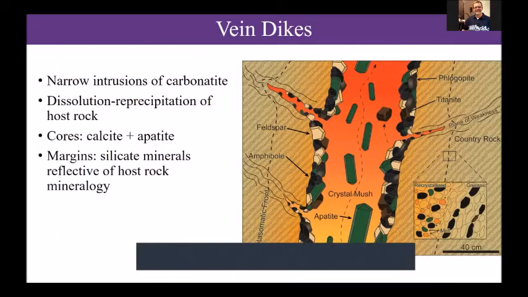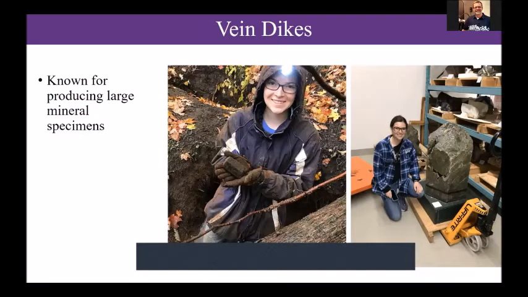So if you're not quite familiar with what a vein dike is, it's an intrusion of carbonatite that's come up usually into silicate host rock. There's a dissolution reprecipitation going on with the host rock. This results in vein dike cores being made up mostly of calcite and apatite, while the margins of the vein dike are made up of silicate minerals reflective of the mineralogy of the host rock. Many collectors, as you guys are, know that vein dikes are known for producing very large mineral specimens. For example, this absolutely gigantic apatite crystal at the Canadian Museum of Nature.